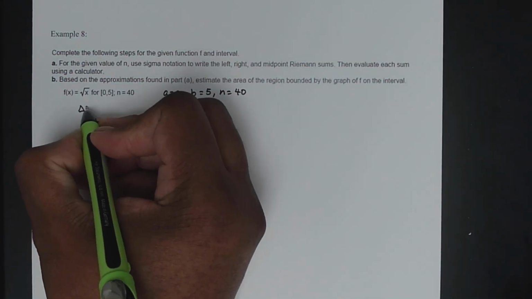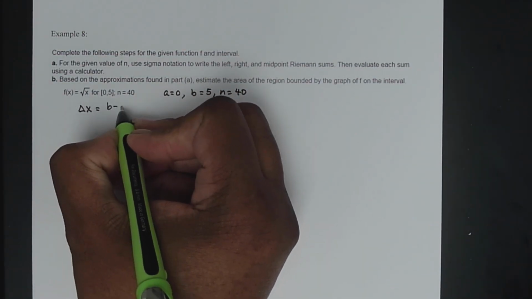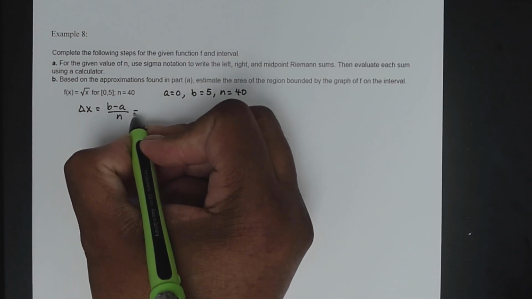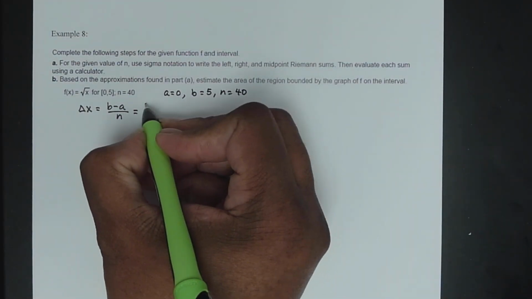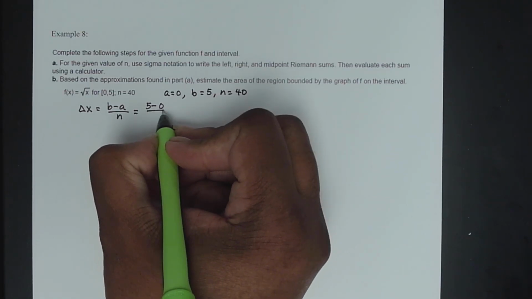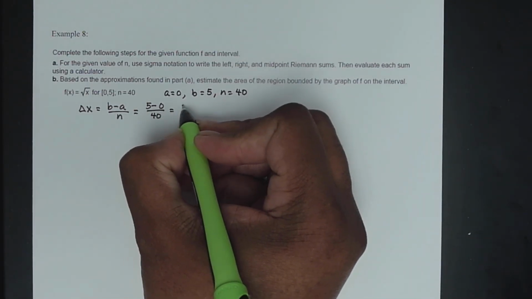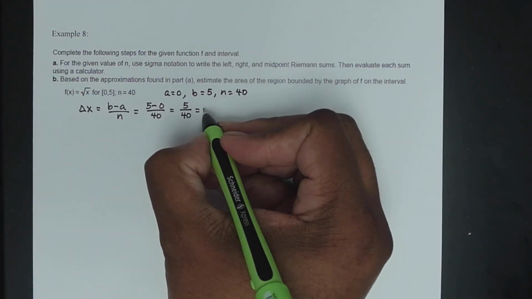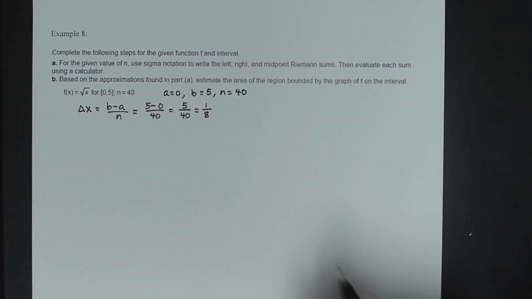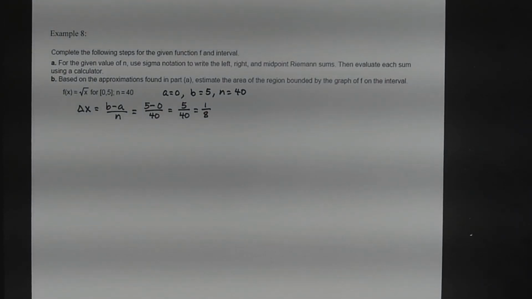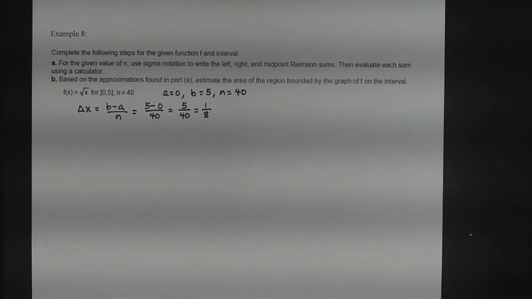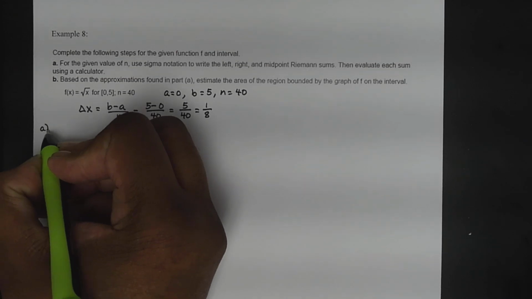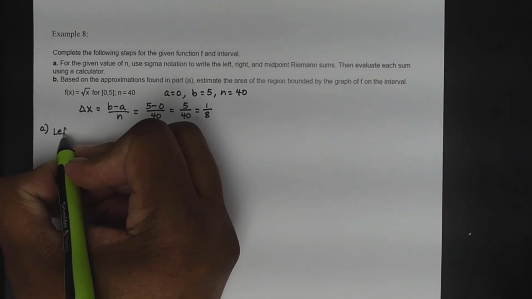So let's find out what delta x is, that change in x. That's b minus a divided by n. Well, b is 5 minus a, which is 0, divided by 40. So 5 minus 0 will be 5, and I have 5 over 40. If I reduce 5 40ths, that's going to be 1/8. So the delta x, change in x, will be 1/8. So in part A, we're going to start off by finding our left Riemann sum.